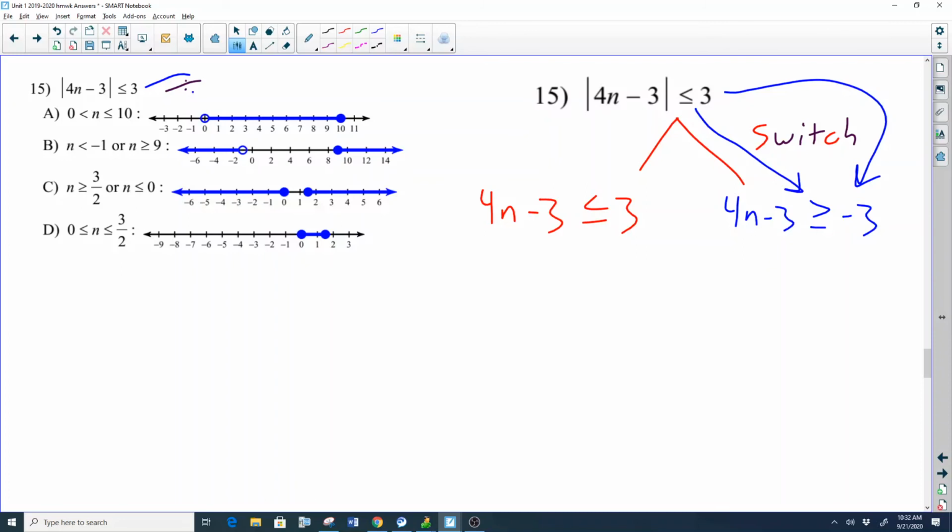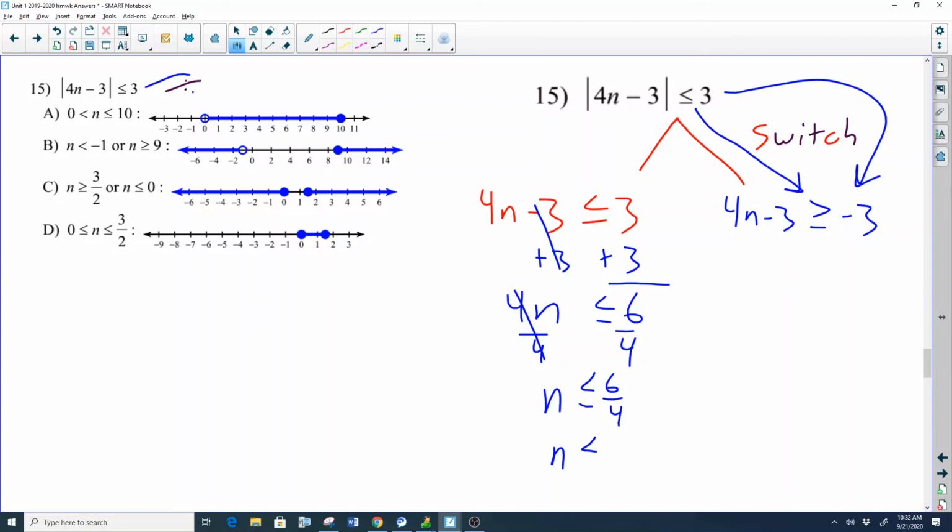We drop the absolute value. So we're going to add 3 to both sides. So we get 6, and then we have 4n is less than or equal to 6. Then we'll divide by 4, and you should probably reduce that. N is less than or equal to 6/4, which reduces to 3/2. So there's one of our solutions. Plug it back in. Should work.